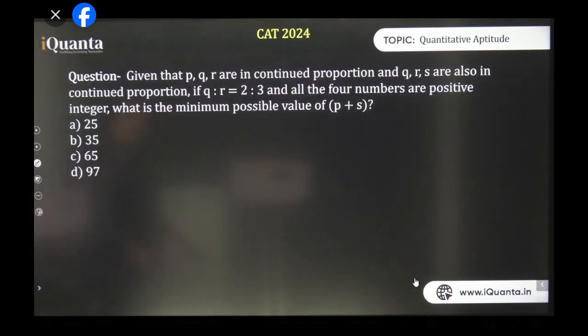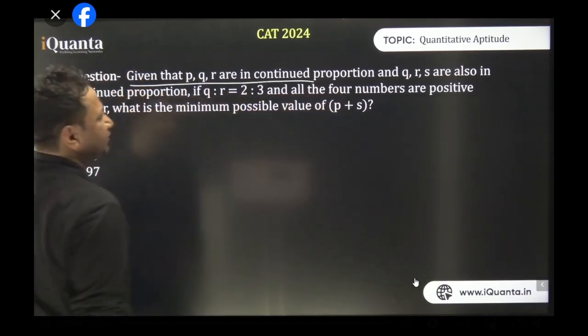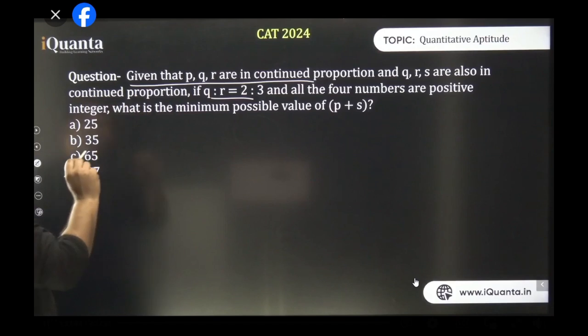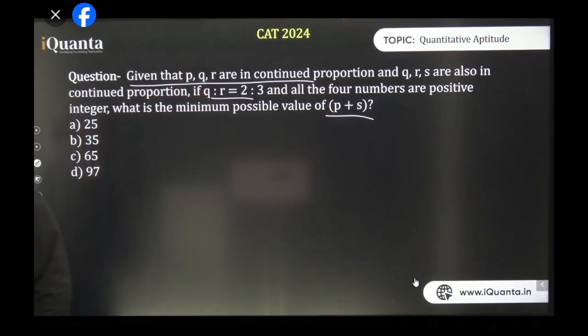Let us do a few questions. Given that P, Q, R are in continued proportion and Q, R, S are also in continued proportion, if Q upon R is 2 by 3 and all the four numbers are positive integers, what is the minimum possible value of P plus S?